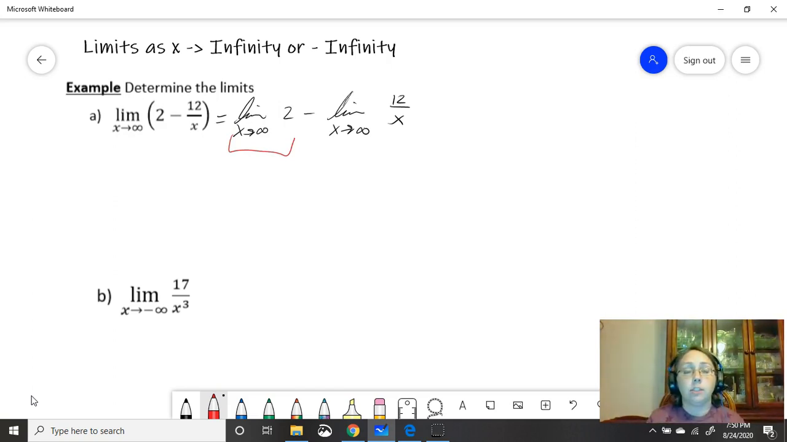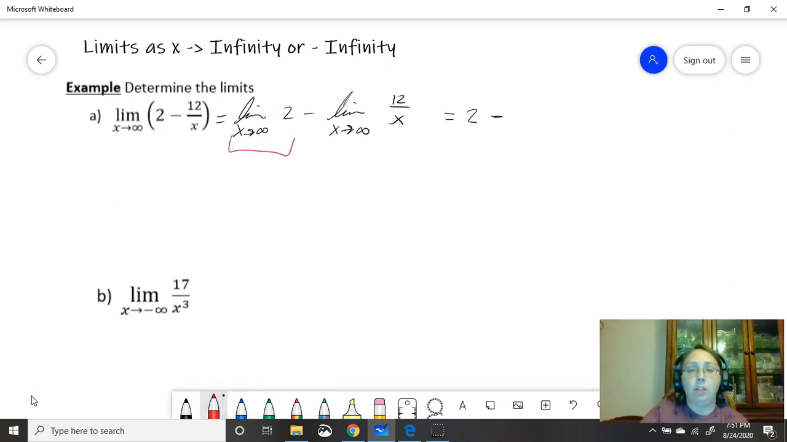This is a constant. So the limit of a constant we've talked about. It doesn't matter what x is approaching. If you have a constant, the limit is the constant itself. Constant means it doesn't change. So no matter what x is approaching, it will always be the same value. Minus. All right, what about this one?